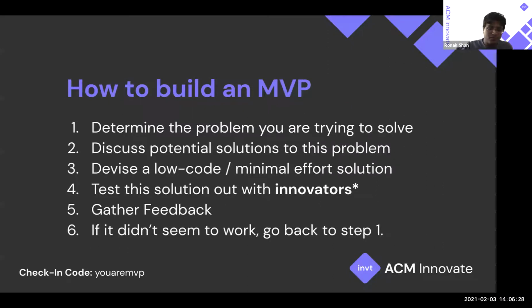So these are going to be the steps to how to build an MVP, and we're going to come back to this over and over again. Basically, step one is to determine the problem you're trying to solve. Like with my restaurant example, the problem I'm trying to solve is make better food, because I think outside food is okay. We can discuss potential solutions to this problem. So, what kind of food are we going to make? I'm going to make Indian food. I'm going to make falafel.